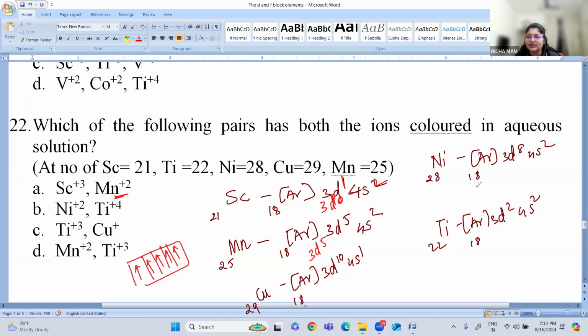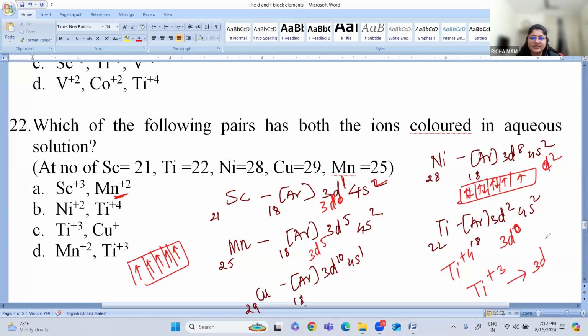Now, next is nickel. Nickel is 3d8. So if I write the electronic configuration, 1, 2, 3, 4, 5, 6, 7, and 8. So here you have 2 unpaired electrons. Then titanium plus 4 will be a 3d0 system. Then titanium plus 3 will be your 3d1 system.